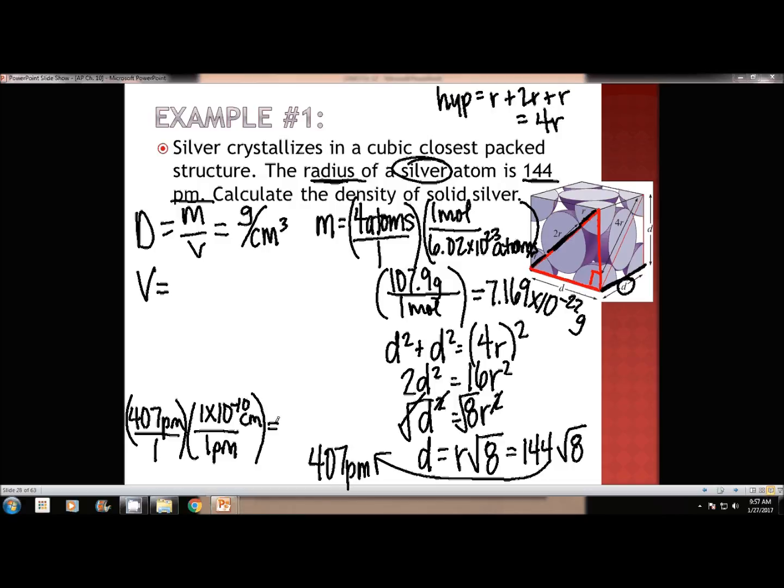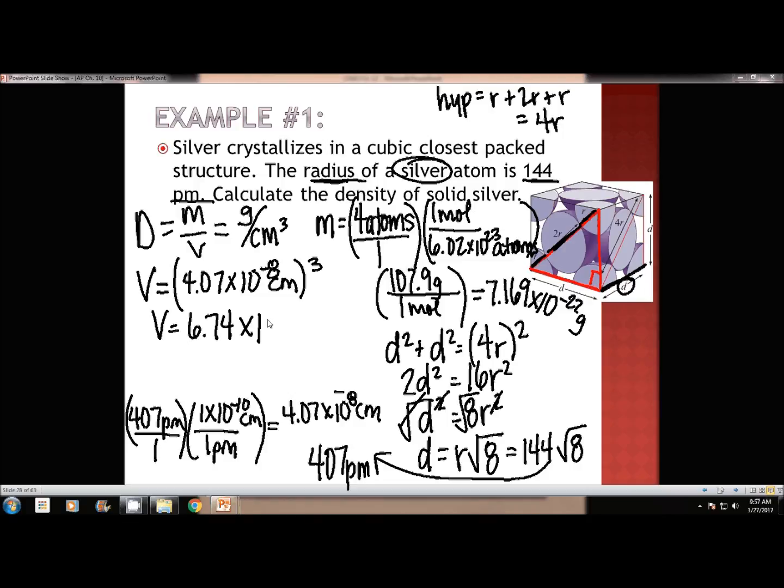Okay, so that makes our new edge length to be 4.07 times 10 to the negative 8 centimeters. And then now I can plug that in for volume by cubing it, right? Because we said the volume of a cube is the edge cubed. So I take the 4.07 times 10 to the negative 8 centimeters cubed, and so then volume is going to be 6.74 times 10 to the negative 23rd cubic centimeters.